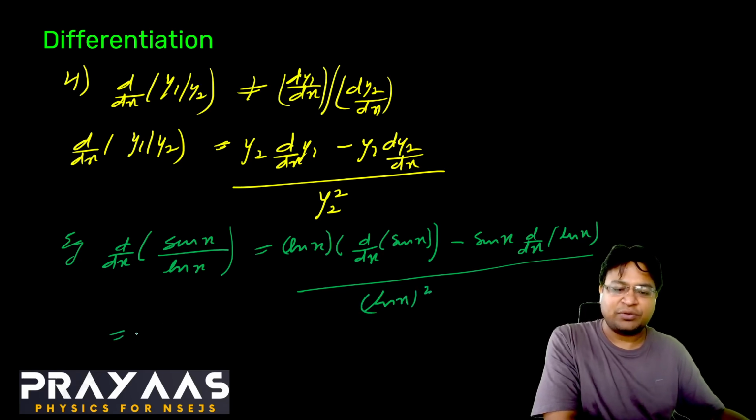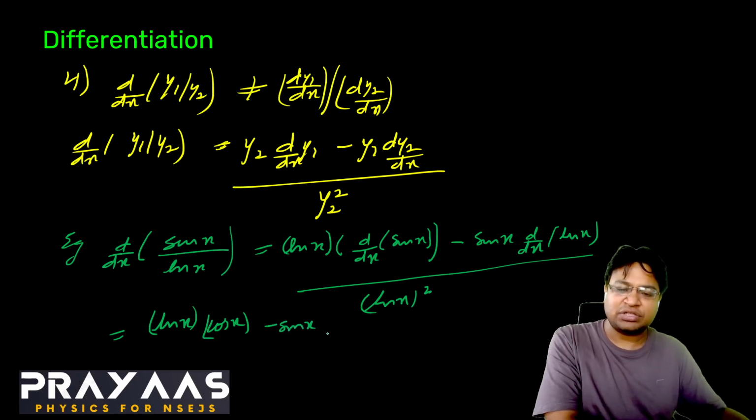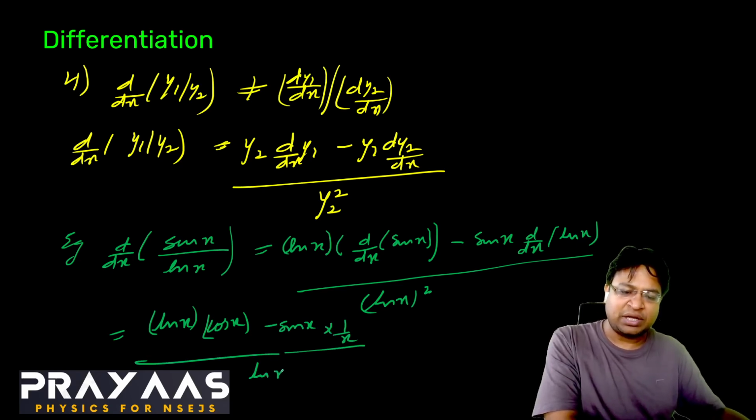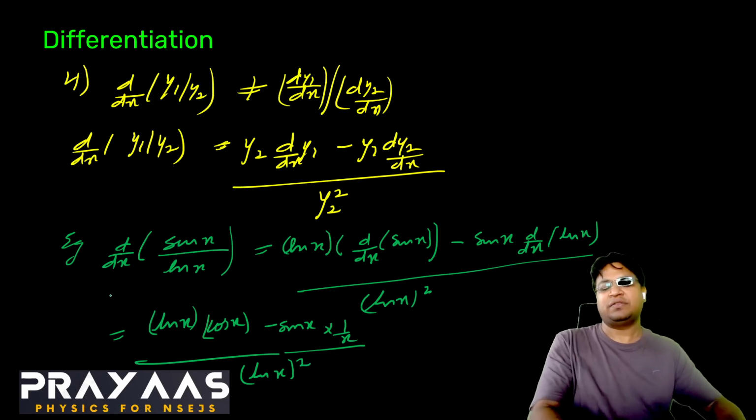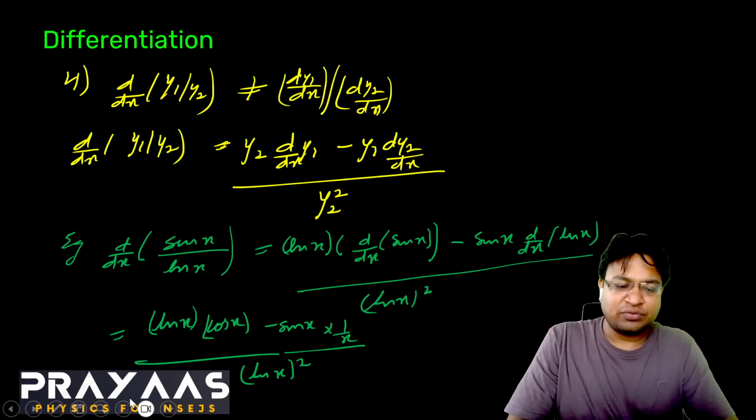Now let's finish it. So ln x multiplied by differentiation of sin x, that's cos x. Okay, minus sin x into differentiation of ln x, that's 1 upon x. Okay, divided by ln x square. So this finishes the differentiation. So that is the quotient rule for you.